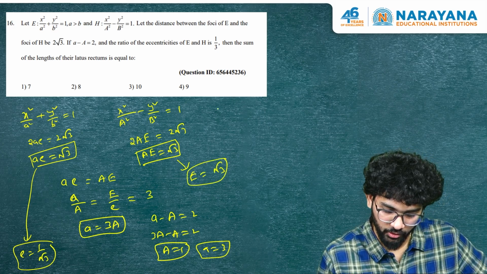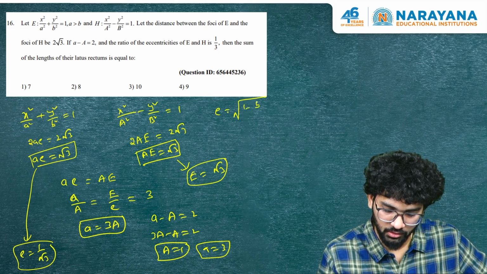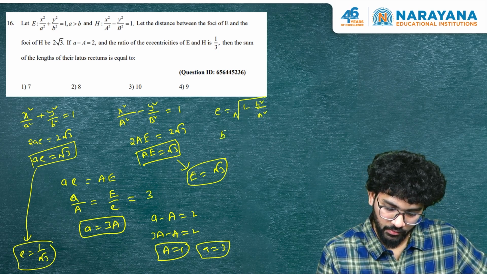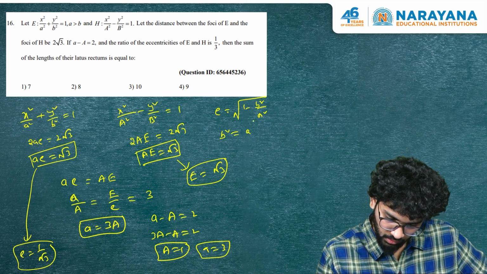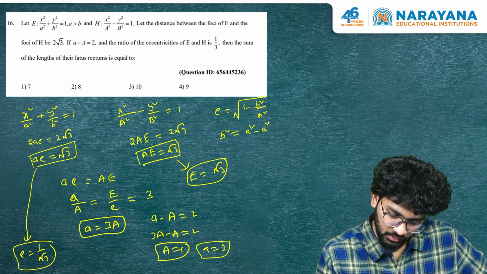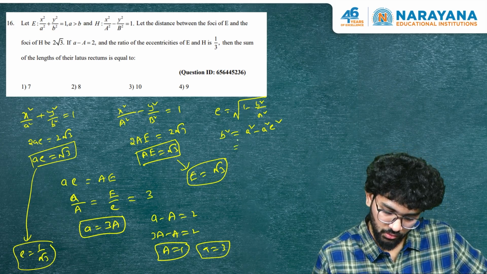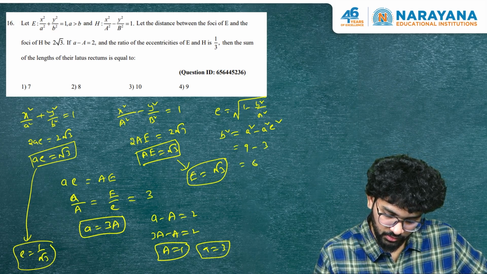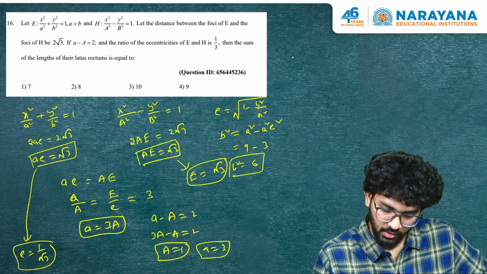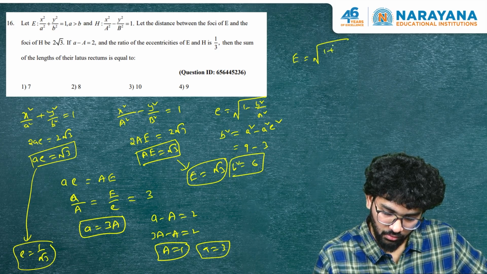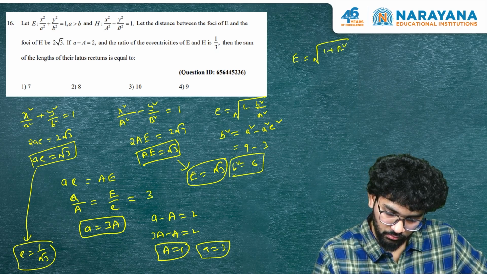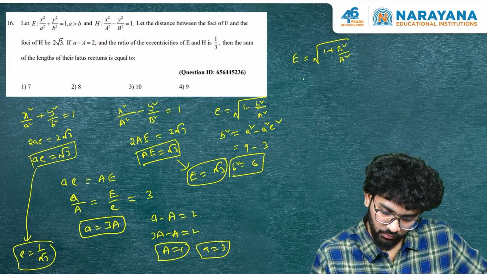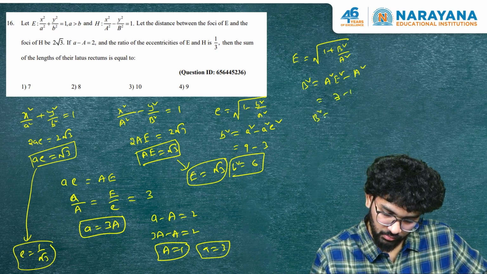From here we can find the values of b also, because e is equal to square root of 1 minus b square by a square. So from here we are getting b square is equal to a square minus a square e square. So a square is 9 minus a square e square is 3. So b square is equal to 6. Similarly, capital E is equal to square root of 1 plus B square by A square. So from here we will get B square is equal to A square E square minus A square. So A square E square is 3 minus 1, B square equal to 2.